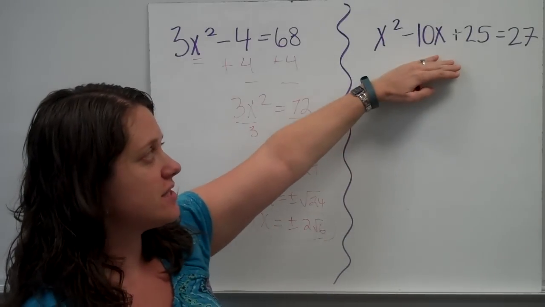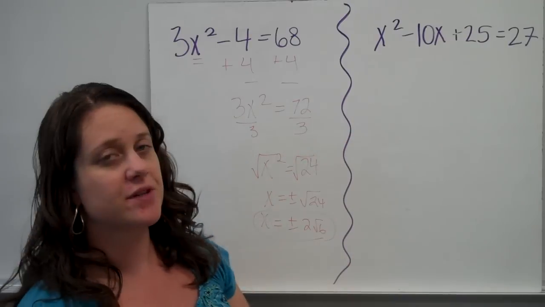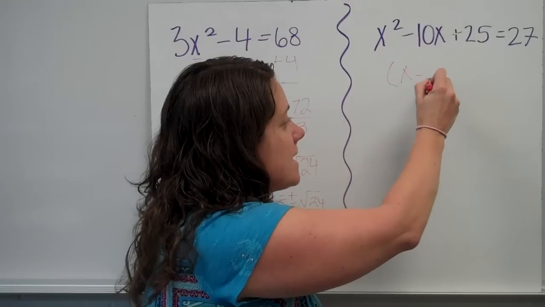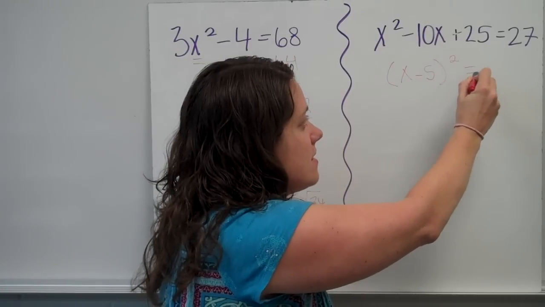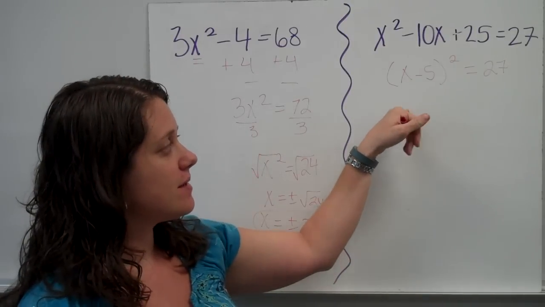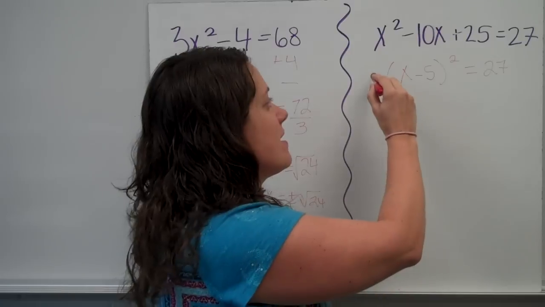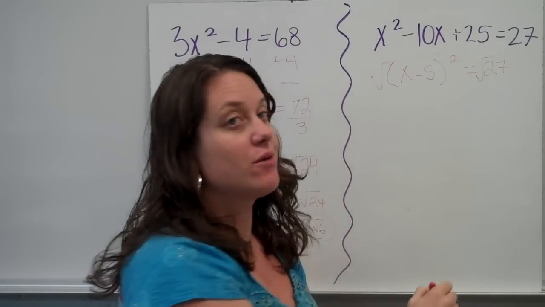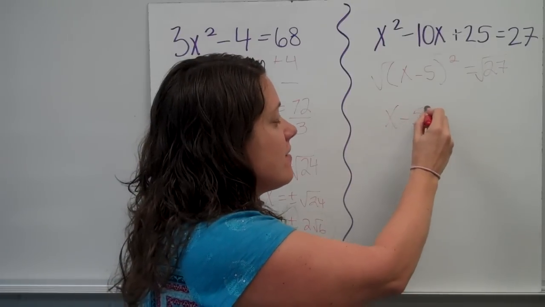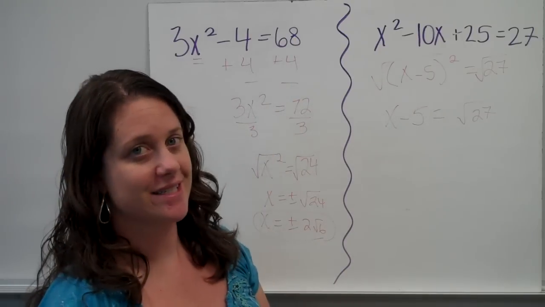The other time I can use this is if I notice this is a perfect square trinomial. So if I see this as a perfect square trinomial, I can just go ahead and turn this into x minus 5 squared equals 27. That makes it really easy for me because then I can just use the square root property by taking the square root of both sides. So square root, square root. I know those undo each other, so I get x minus 5 equals the square root of 27.